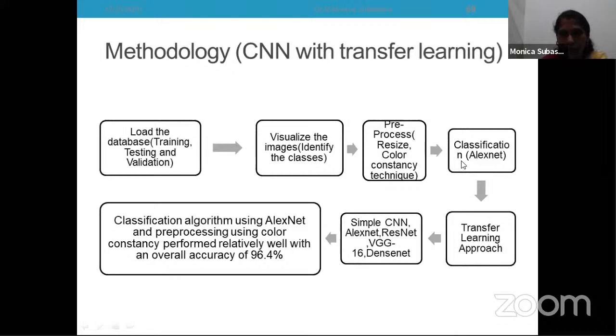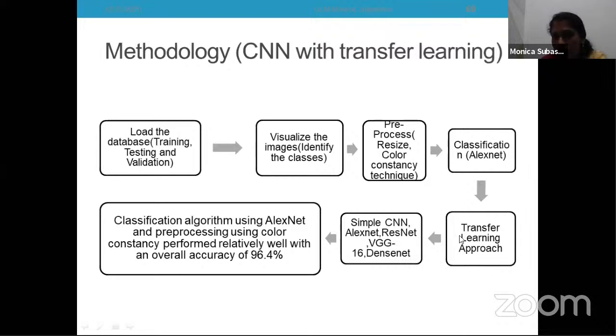When you're going to apply deep learning, we already have pre-trained models, for example AlexNet, ResNet, VGG16, DenseNet. They're all available in MATLAB or in Python. In open source, you have pre-trained networks. You can apply those pre-trained models and get the classification done.